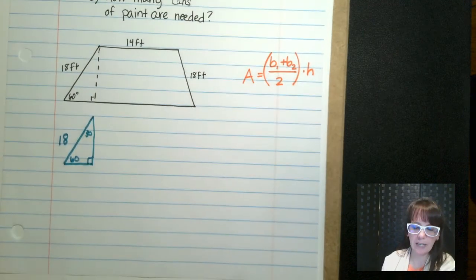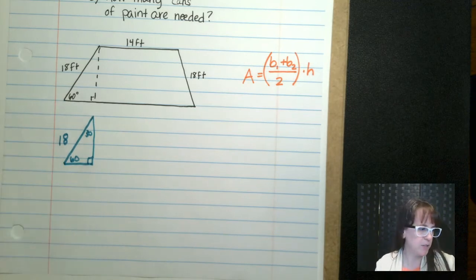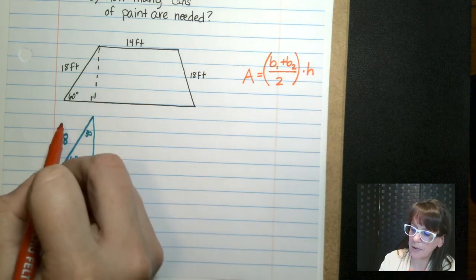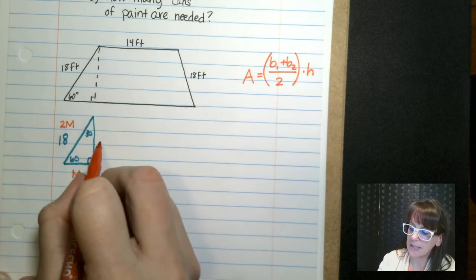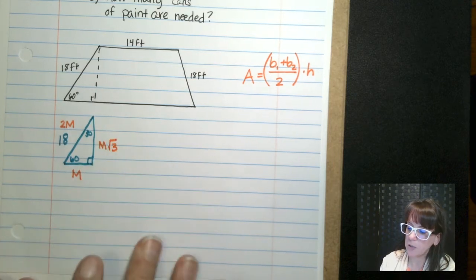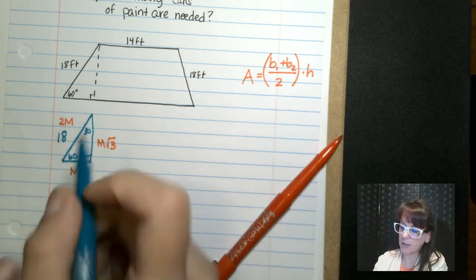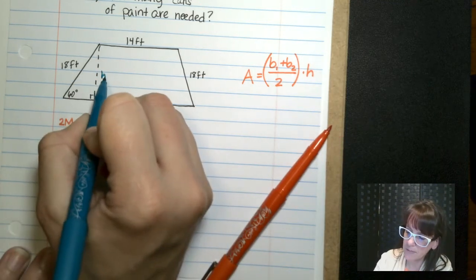For right now, I like to use a separate color when I do these. So opposite 30 is our m. Our hypotenuse is double that, so that's 2m, and this is m root 3. Let me back up and call this our h for our height. So that's our height right there.